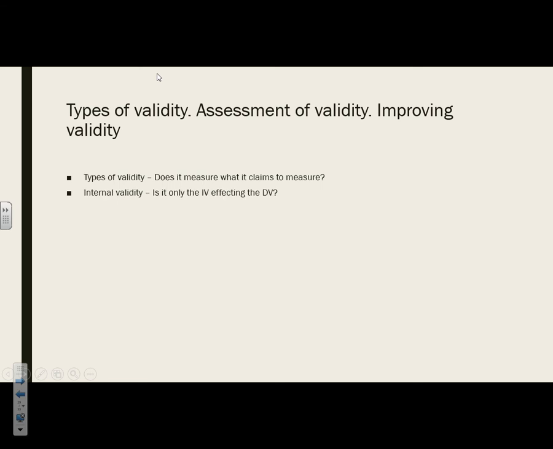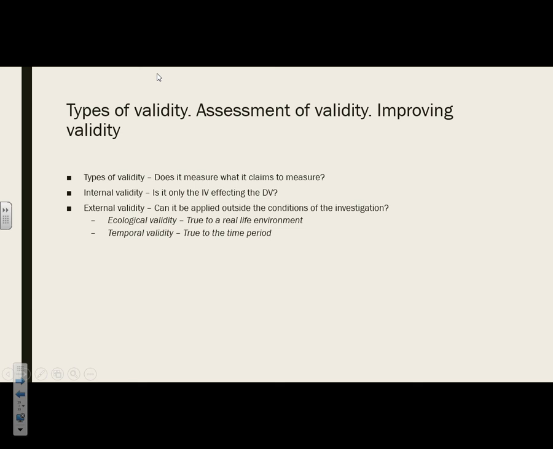Internal validity, is it only the IV affecting the DV, or are there other things? So if it's extraneous variables, it reduces internal validity. So essentially, are we confident of cause and effect? Are we confident it's the IV affecting the DV? Okay. And then external validity, can it be applied outside the conditions of the investigation? So can these results be taken and applied, not just physically, but also to everything?